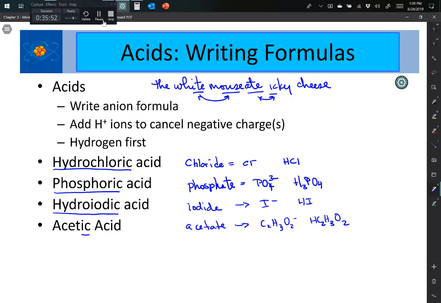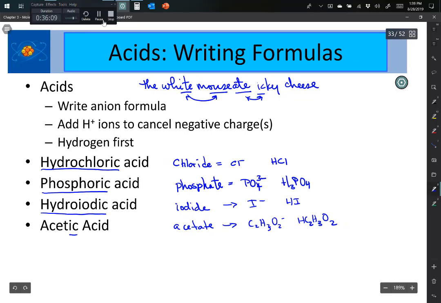So that's the process you'll go through when you're going from the name of the acid to formula. In time, you won't write all that out. You'll just know. But that's how we do it, okay? Just practice it. Practice it, practice it, and it'll become second nature.